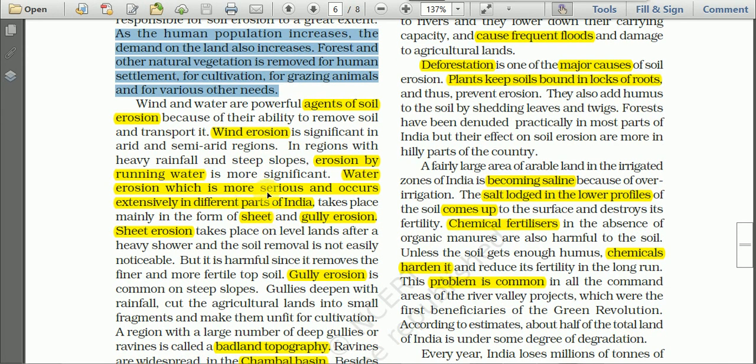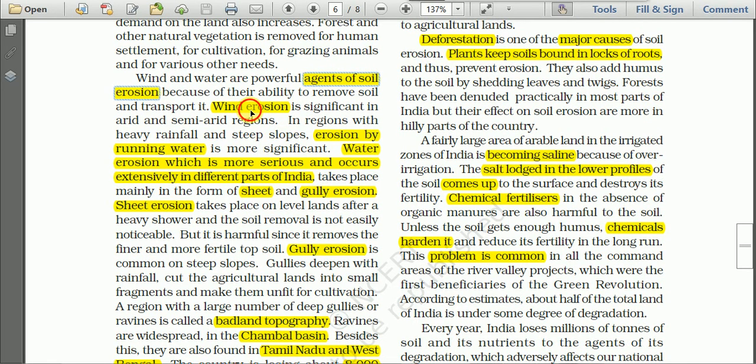So wind and water are powerful agents of soil erosion because of their ability to remove soil and transport it. Running water can erode and transport soil materials. Likewise, wind also can remove and transport the soil materials, and hence wind and water are powerful agents of soil erosion.